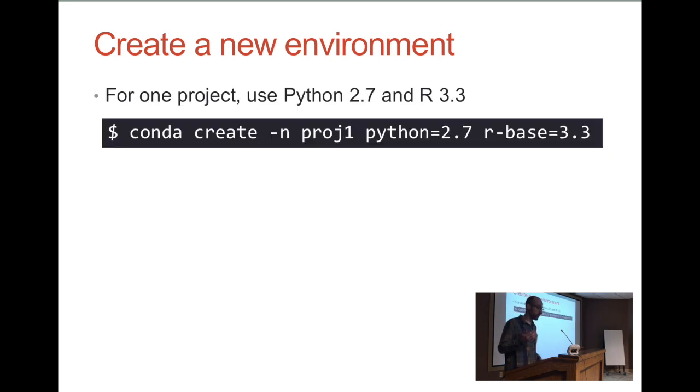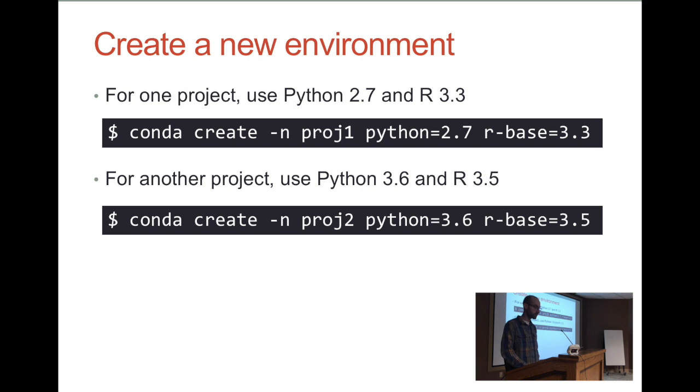Okay, creating a new environment is just one command. You say conda create, you give it the name, so I just called it proj1, and then you can specify arbitrarily many packages, and you can either specify the versions or not. If you don't specify them, they're just going to give you the latest one that is available.